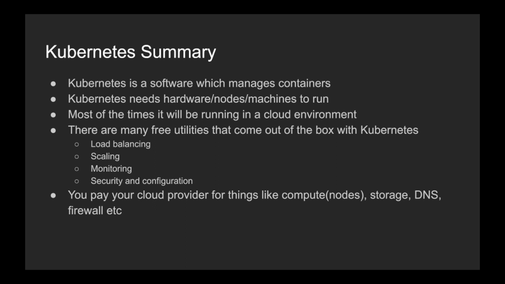So there are many free utilities that come out of the box with Kubernetes. That's like load balancing, scaling, monitoring, security and configuration, managing of storage, and a few other things, right? So these are just a few that I've listed here. So you pay your cloud provider for things like nodes on which Kubernetes runs, like storage, DNS, firewall, etc. But Kubernetes itself is open source and you don't pay for it. So I hope this gives you an idea what is Docker, which is a container, and what is Kubernetes, which runs the containers, like manages and orchestrates the containers.